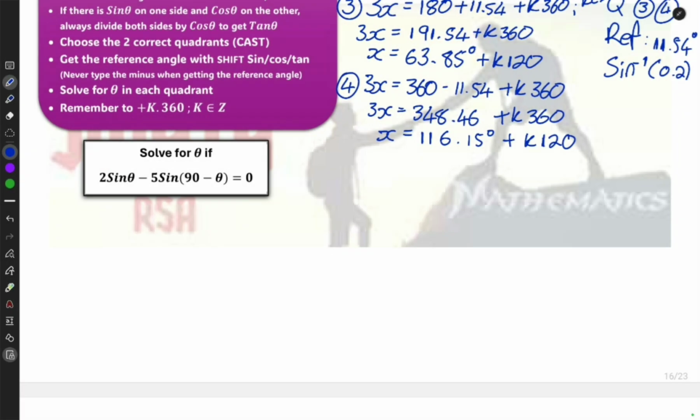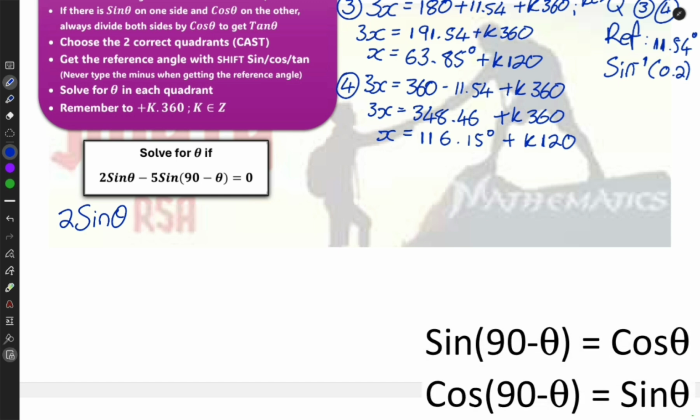In the next example, I want to get a sine or a cos or a tan alone on one side. Now, in this case, that's going to be a little bit more tricky. When this happens, try and use your identities or your reductions. In this case, I can see I'm going to have 2 sine theta, and then this sine of 90 minus theta. Okay, I know that is cos theta, cofunctions. And I'm going to actually move it to the other side. So that will give me 5 cos theta.